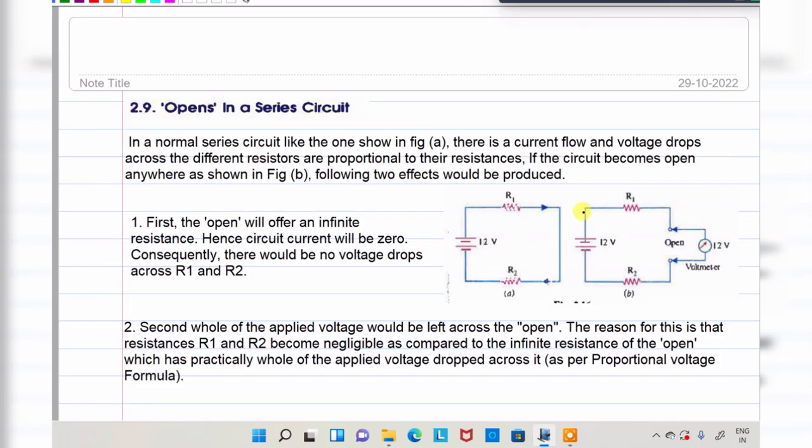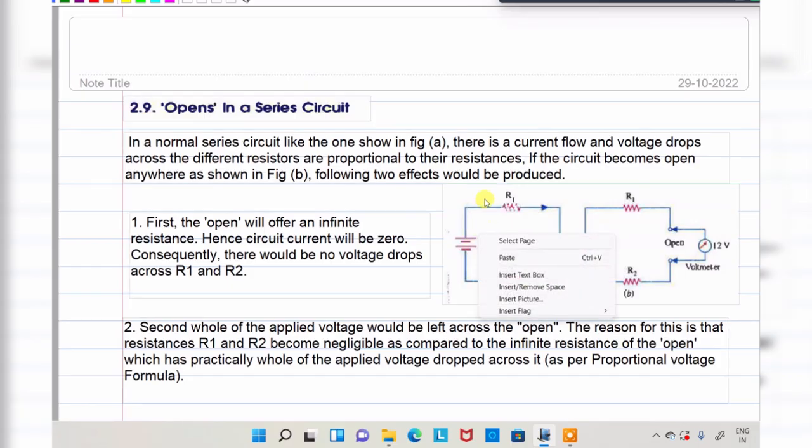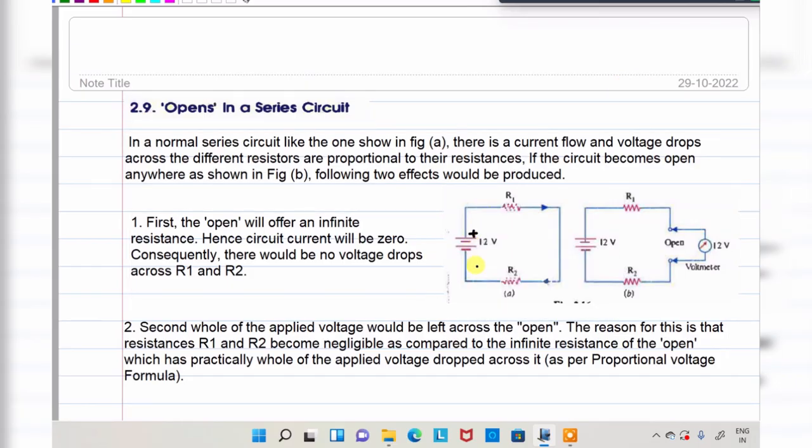So this is a circuit we have, a normal circuit. In this particular normal circuit, here positive and negative. What about the current flowing? The same current I flows here, and the same current is flowing through R2. This is a normal case.